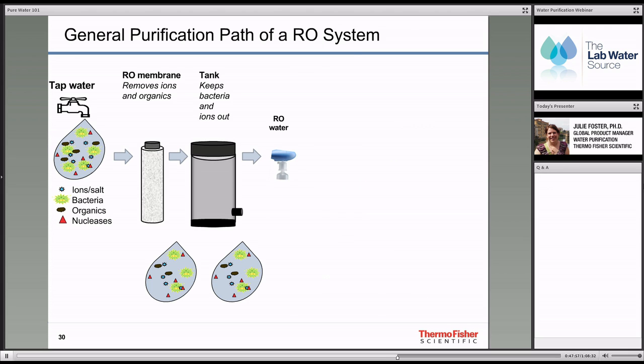RO water systems, hands down the simplest systems. Tap water goes into the RO membrane and dumps into the tank for safekeeping until you need it.